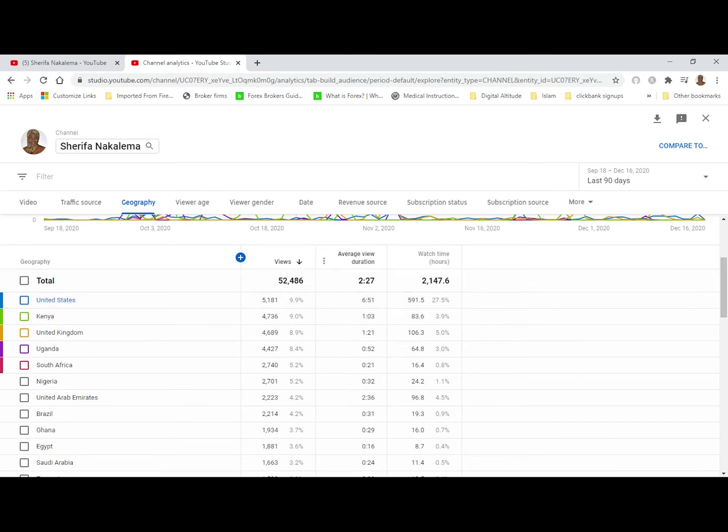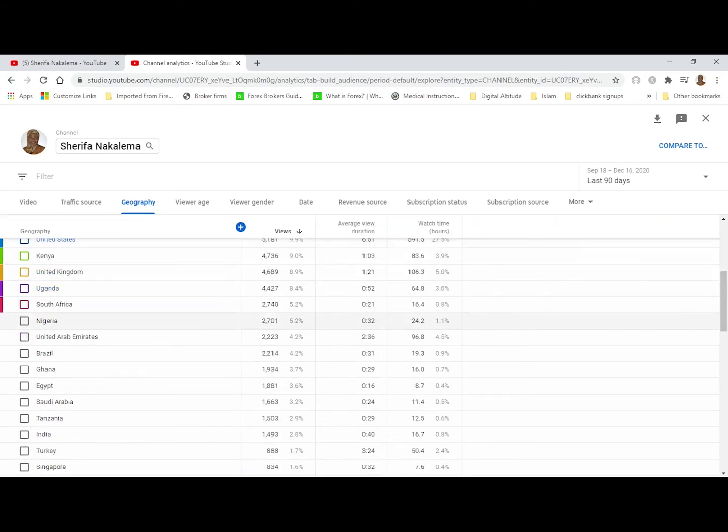Look at this average view duration. How long are they staying? Which is retention, the technical term for YouTube, retention. And you're going to know who really likes to watch your videos.